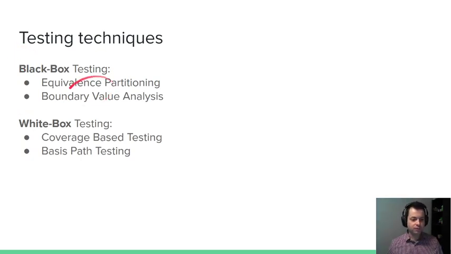So here we've got a few techniques we're going to be talking about. In black box, we're going to be looking at equivalence partitioning and boundary value analysis. These are basically ways of figuring out which values to test. And then the white box side, coverage and basis path testing, is going to be looking at which paths of execution are you following, right? Are you going down the correct branches?